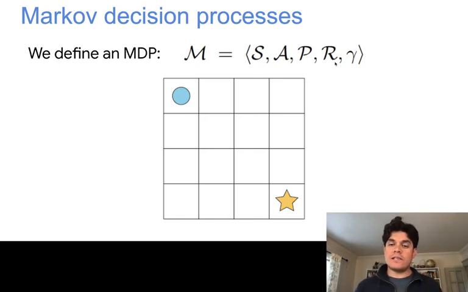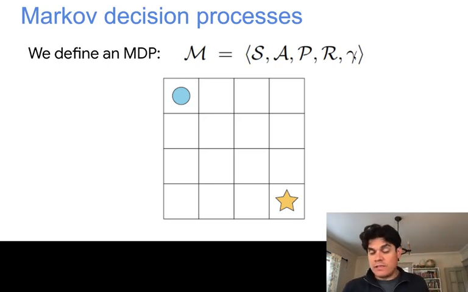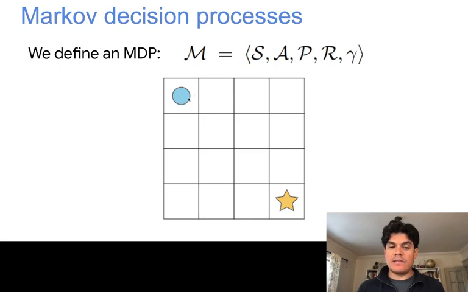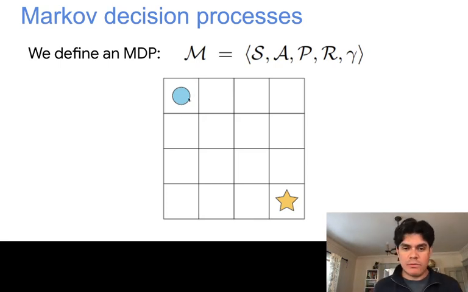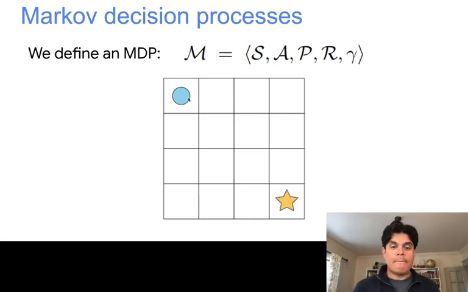R is a reward function that, given a state and an action, will give you this numerical reward or cost that I mentioned previously. And finally, gamma is a discount factor, and one of the reasons we use this is to encourage the agent from not waiting too long before receiving the rewards that it wants to receive.